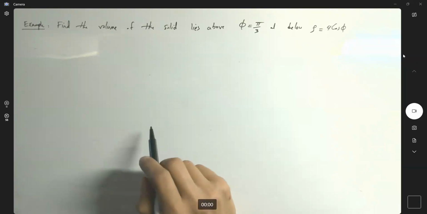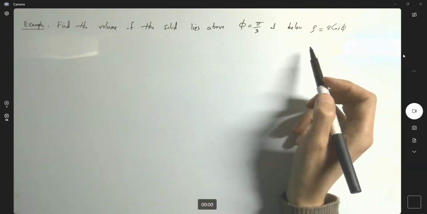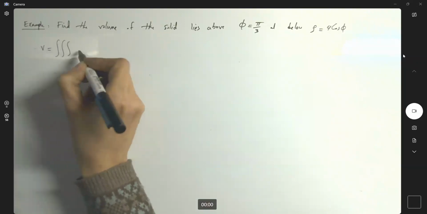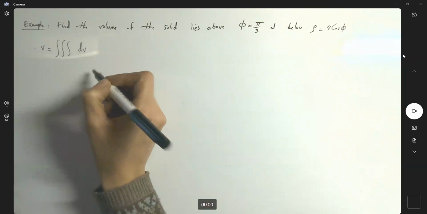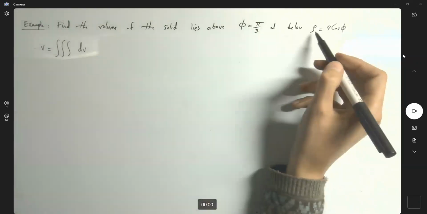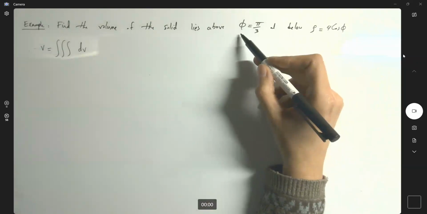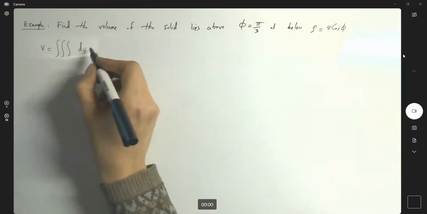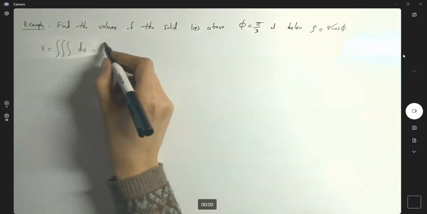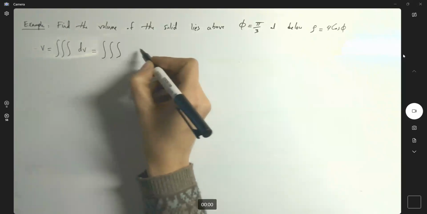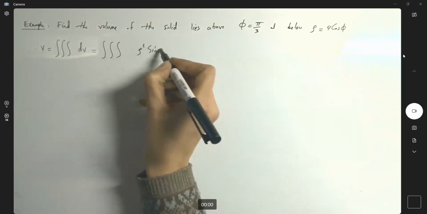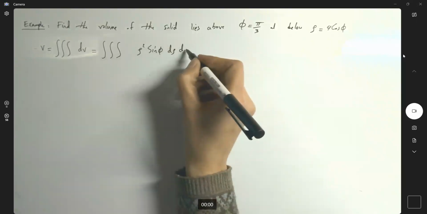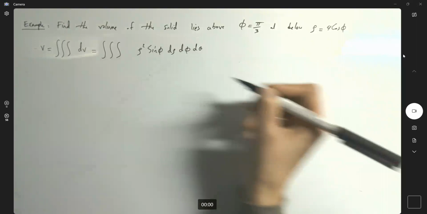To apply the coordinate system, what do we need? We need the volume, which is equal to the triple integral of dV. We need to know the boundary for our rho, the boundary for our phi, and the boundary for our theta, right? So this can be written as the integral of rho squared sine phi d rho d theta d phi, or d phi d theta, it doesn't matter, you can switch in between.